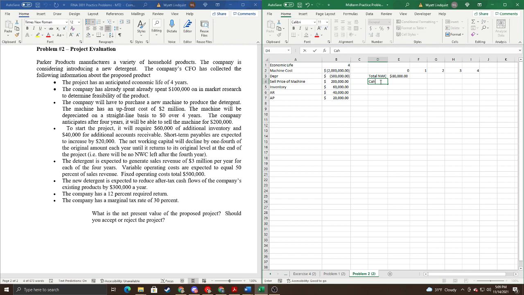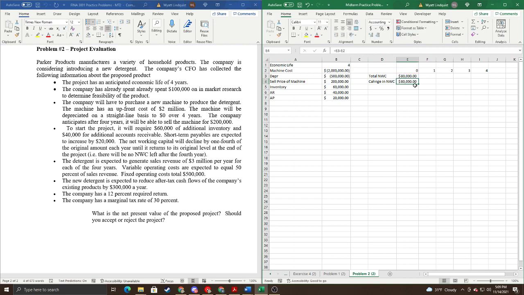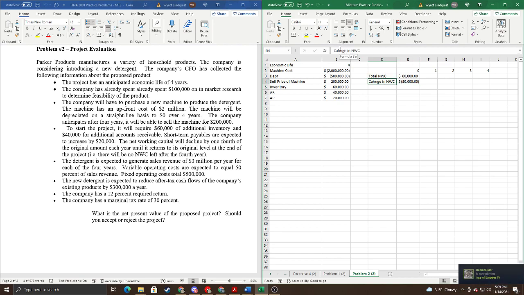So then we'll get our change in net working capital. We're going to make this a little larger. It's just going to be 80,000 minus 0. Or equals 0 minus 80,000. That's just the change in net working capital. Change in net working capital. So very cool.